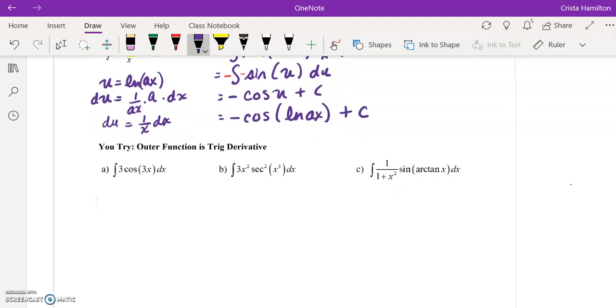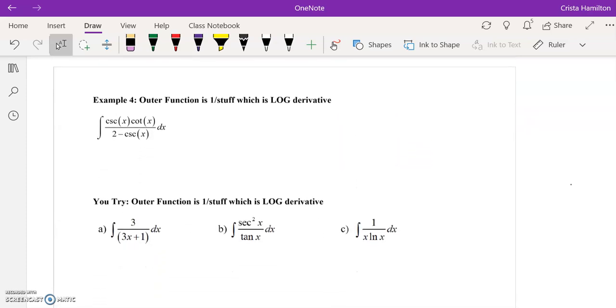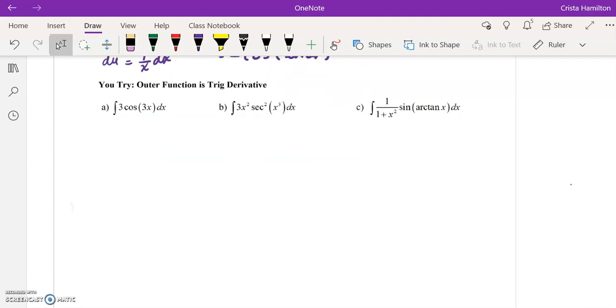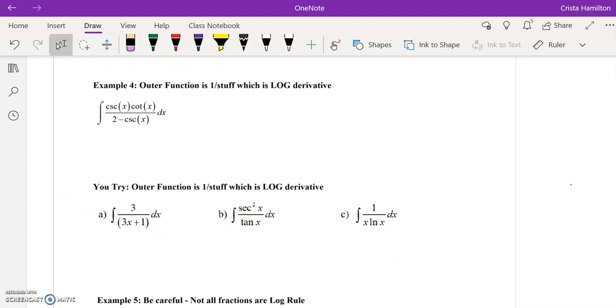All right, I'm going to leave the u tries down here where the outer function is a trig function. And I'm just going to point out one thing to you here. When you're looking at this, the fact that you have a secant squared in b, remember, secant squared is a known derivative of something. And so that will help us out in terms of our inside-outside function when we're doing it. So try those. All right, let's take a look at example 4.